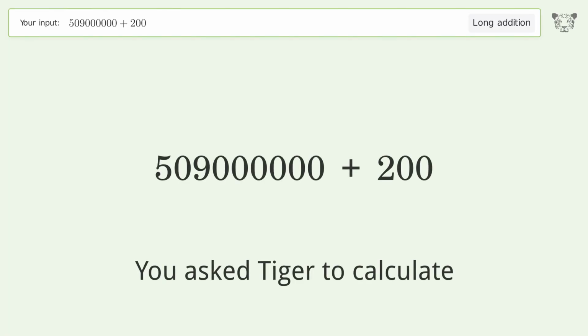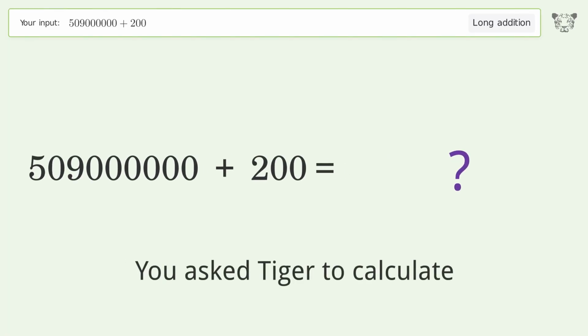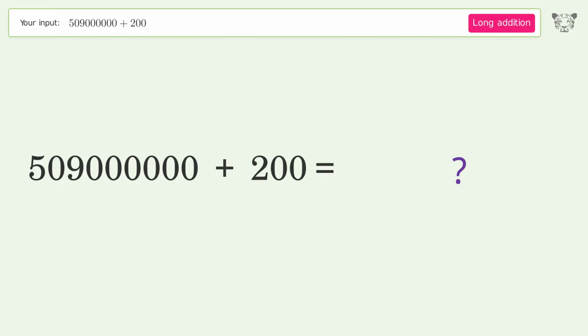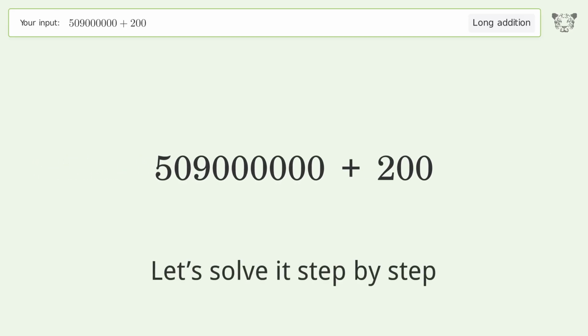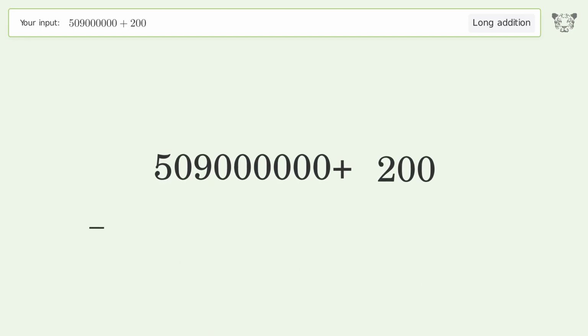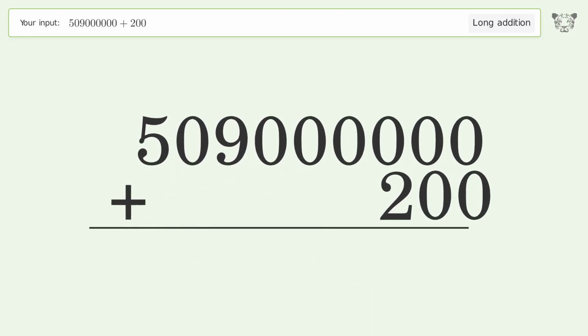You ask Tiger to calculate. This deals with long addition. The final result is 509,200,000. Let's solve it step by step. Rewrite the numbers from top to bottom, aligned by their place values.